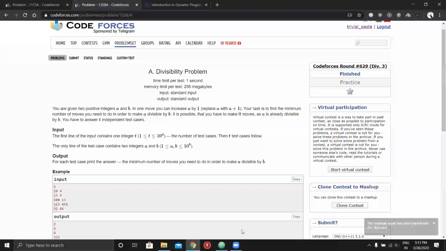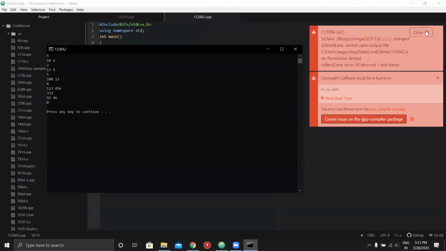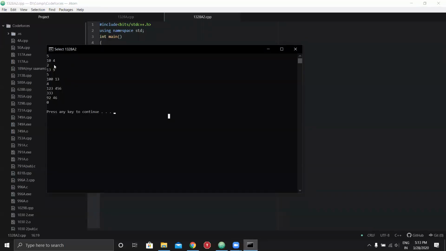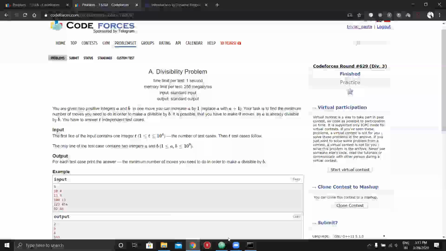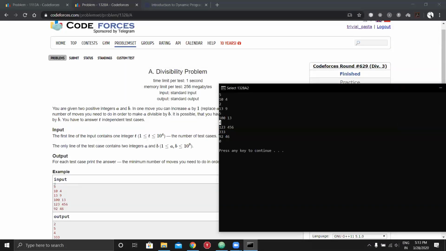Let's just copy that first test case and run it. If we run it, just a second, it's loading. Yeah, if we run it and paste it like this, we'll get something like 2, 5, 4, 333 and 0. Now let's compare the answers over here. These are the answers. This is the first test case, this is the answer. This is another test case, this is the answer. This is how the output will come in these kinds of questions where the first input is the number of test cases.